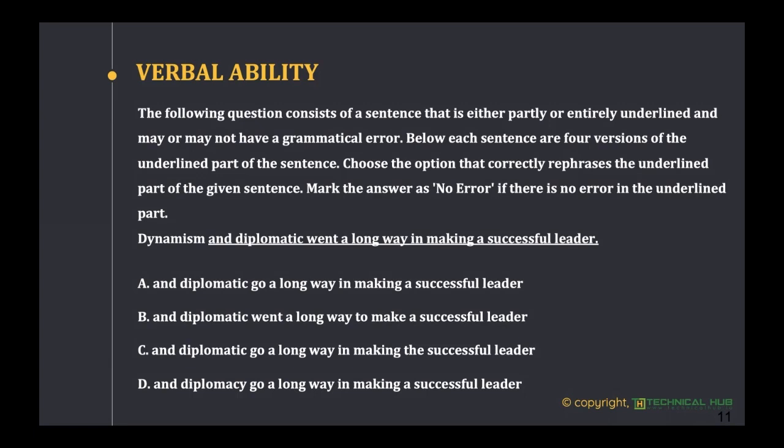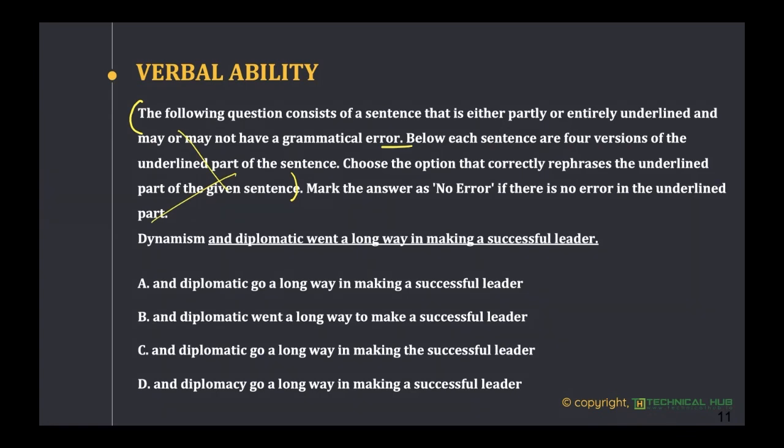The following question consists of a sentence that is either partly or entirely underlined and may or may not have a grammatical error. Below each sentence are 4 versions of the underlined part of the sentence. Choose the option that correctly rephrases the underlined part of the given sentence. First of all, when you understand this one, forget about it. Completely forget about it. Simple. Mark the answer as no error if there is no error in the underlined part. Actually, we have removed the option no error because there is an error in it.